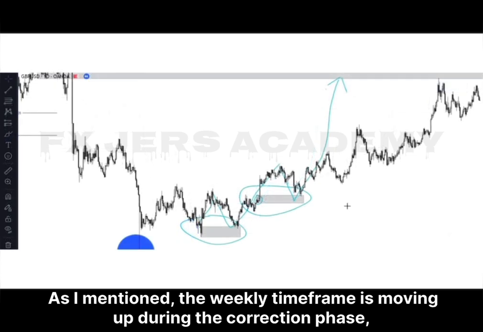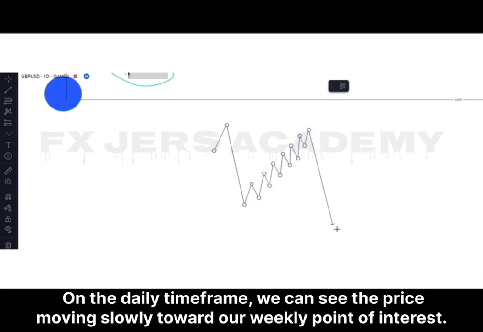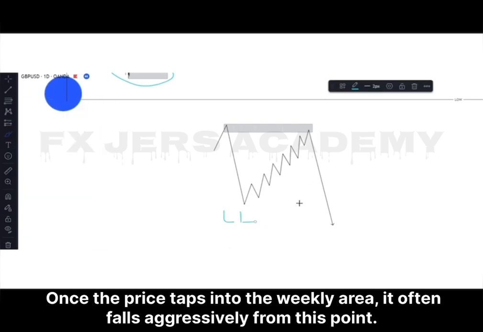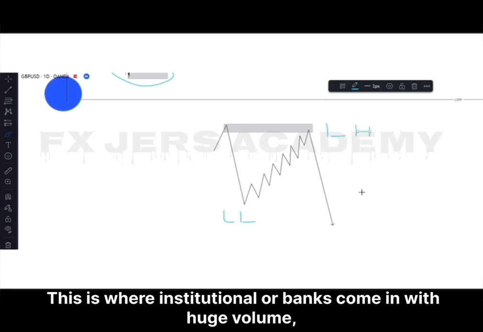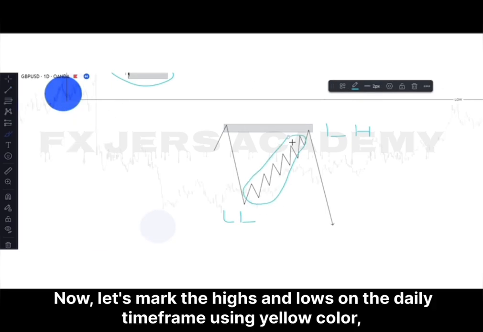As I mentioned, the weekly time frame is moving up during the correction phase, creating higher highs and higher lows. On the daily time frame, we can see the price moving slowly toward our weekly point of interest. Once the price taps into the weekly area, it often falls aggressively from this point. This is where institutions or banks come in with huge volume, causing the price to drop and create the next low.